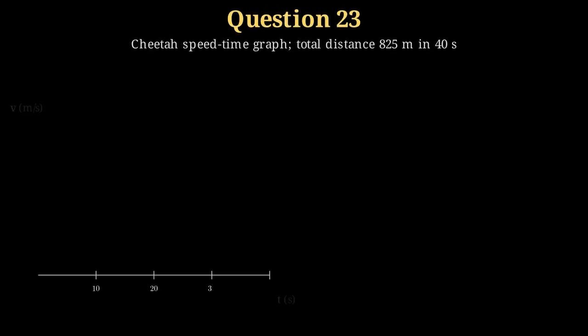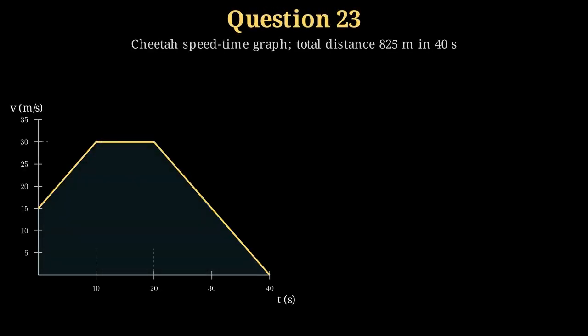Question 23. This speed-time graph describes a cheetah that covered 825 meters in 40 seconds. Time is along the bottom and speed up the side. The cheetah starts at 15 meters per second, speeds up to a maximum, holds it, then slows to a stop at 40 seconds. Remember, the distance traveled is the area under the graph.